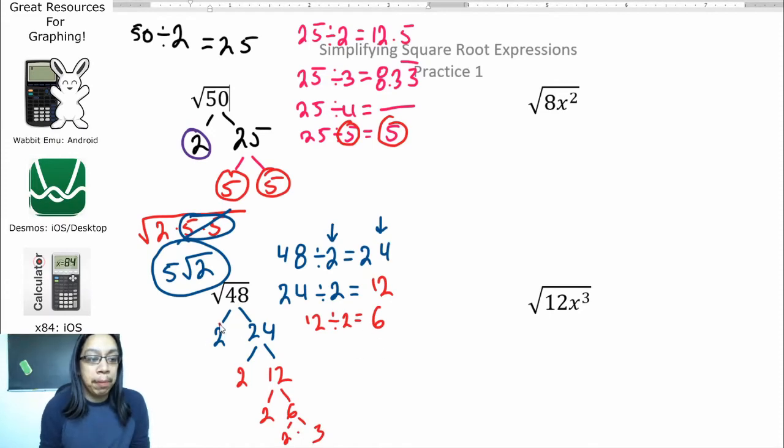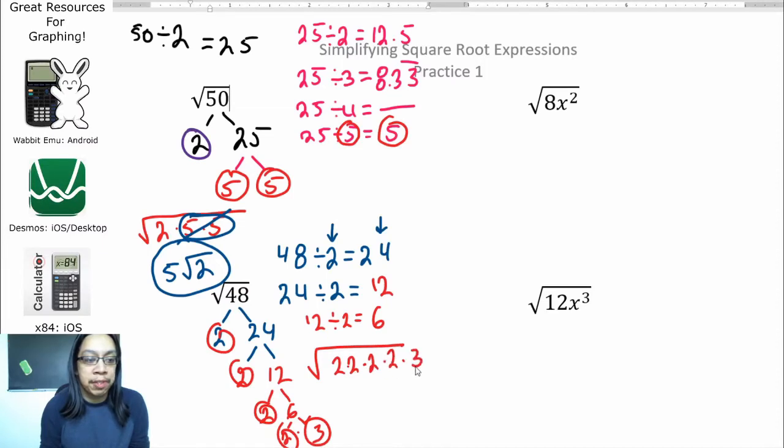So notice how many prime numbers we have. We have 1, 2, 3, 4, and then 5 prime numbers. So we're going to open up square root. So 2, we have 4 2's. You want to make sure you get all of your prime numbers in there. You don't want to miss a single one.